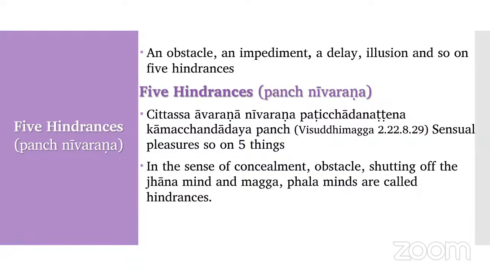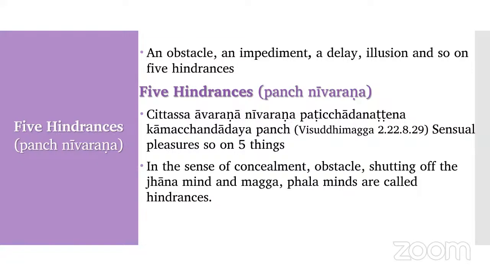So, vivicca akusalehi dhammehi savitakkam savichāraṃ. With the vitakka and with the vichara. Savitakkam, with the vitakka, with the vichara, savichāraṃ. Vivekajam pīti sukhaṃ. So, this first jhana is born of seclusion. You have pīti, the joy mental factor, as well as the sukha mental factor, sukha vedana. And here we want to take the ekaggata also. Vivekajam pīti sukhaṃ paṭhamajjhānaṃ upasampajja viharati.